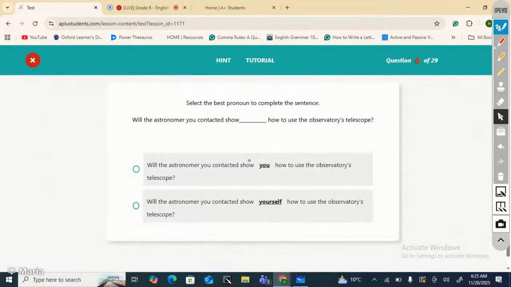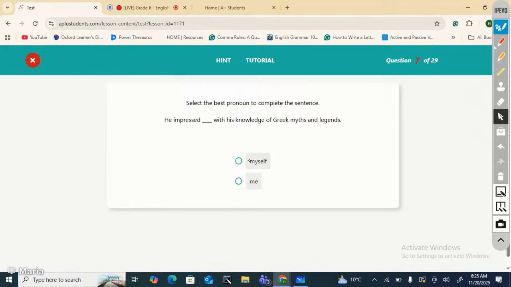Good job. Will the astronomer you contacted show you or yourself? It's the same one, so we'll skip it. He impressed blank with his knowledge of Greek myths and legends. Well, it's an interesting one. So choose wisely, myself or me. Do we have to use a reflexive pronoun, myself, or the personal pronoun, me? Choose wisely. It's an important one. If you answer this one, I'll understand that you have learned it.